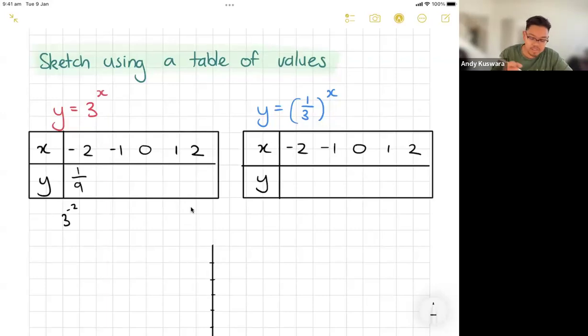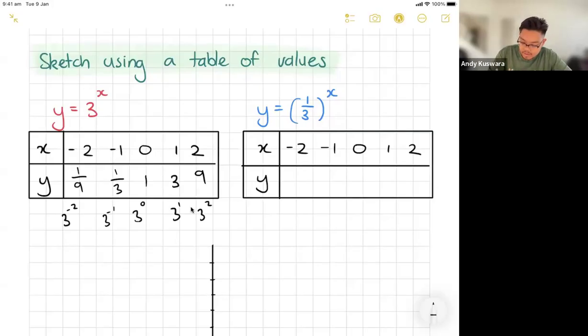It'll be some sort of fraction. If I go 3 to the minus 1, that is 1 on 3. If I go 3 to the power of 0, that's going to be 1. And again, you can use your calculator for this. That would be 3 to the power of 1. That would be 3 to the power of 2.